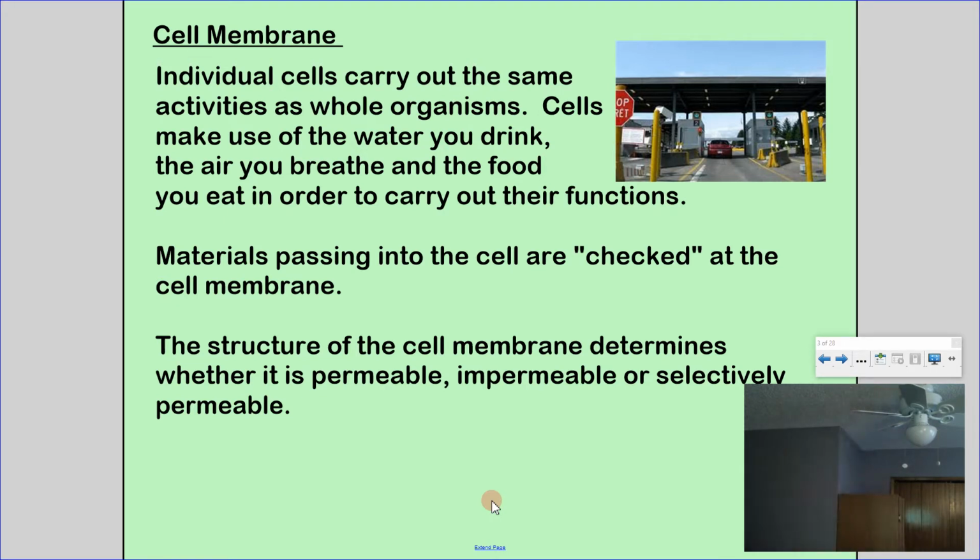It contains a very special molecule called a phospholipid that you don't need to know the specifics of, but basically this phospholipid allows the membrane to somewhat control or regulate what goes in and what goes out, and stop other things from going in and out. So let's talk about the terms permeable, impermeable, and selectively or semi-permeable.